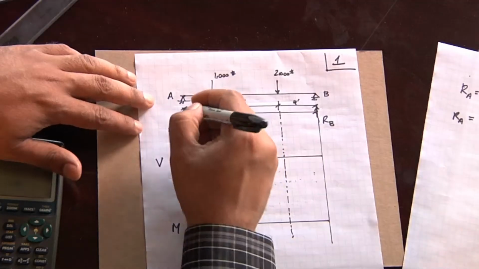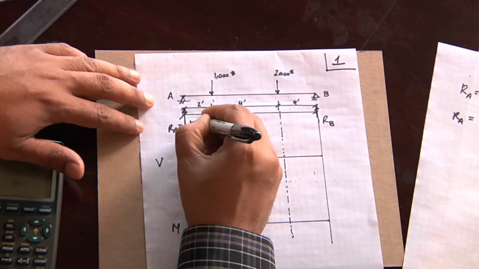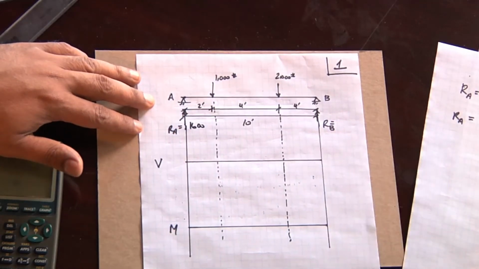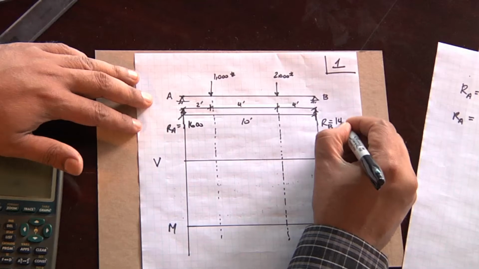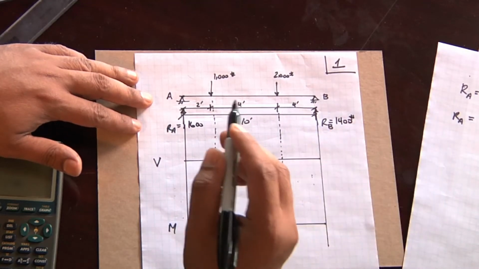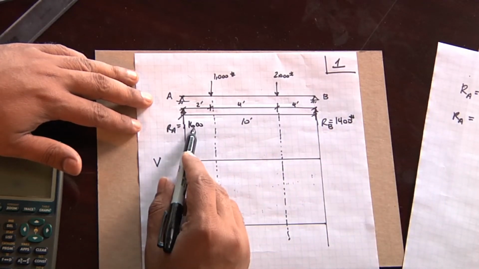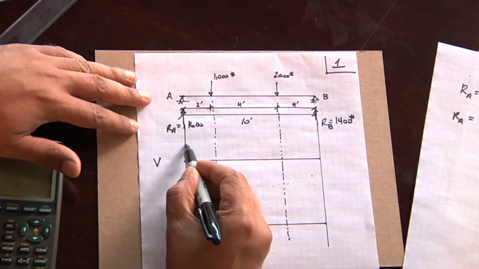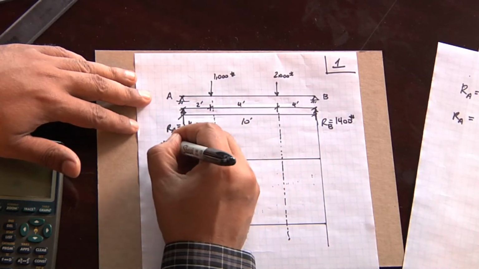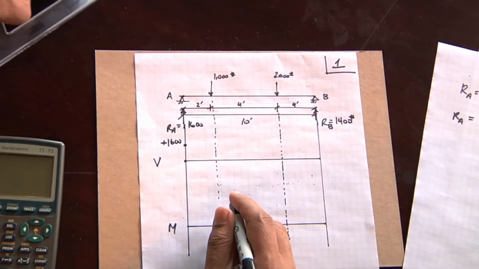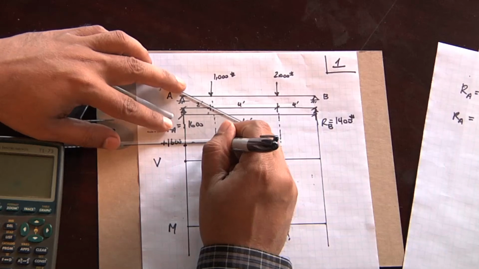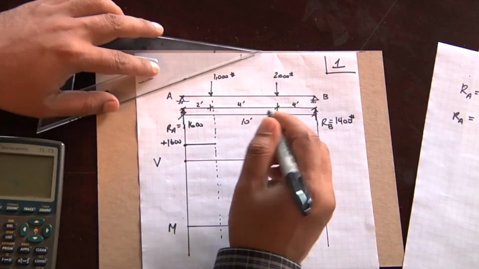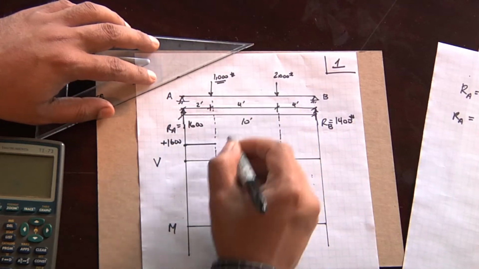So we have our reaction here on the left, 1,600. We have our reaction here on the right, 1,400, and let's draw the shear diagram. So 1,600 on the left means that we start off with an immediate positive start on the shear diagram, and that continues until you reach the first load point, in which case it drops down by 1,000.